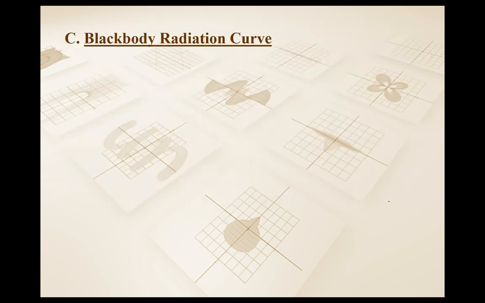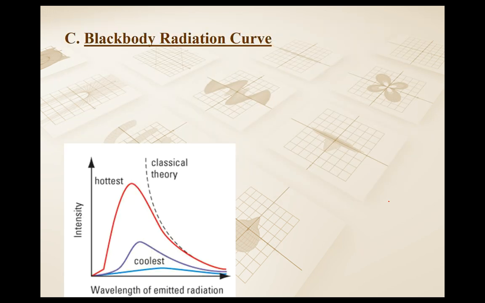Okay, last thing, blackbody radiation curve. Again, just a quick recall of this. This is where we took an object and started heating it up progressively. In this diagram, this could be a black body heated to a temperature of 2000 Kelvin.